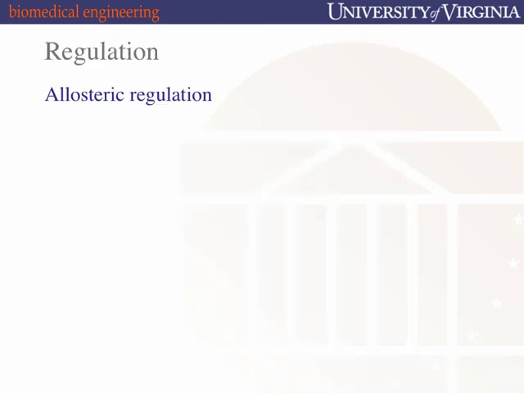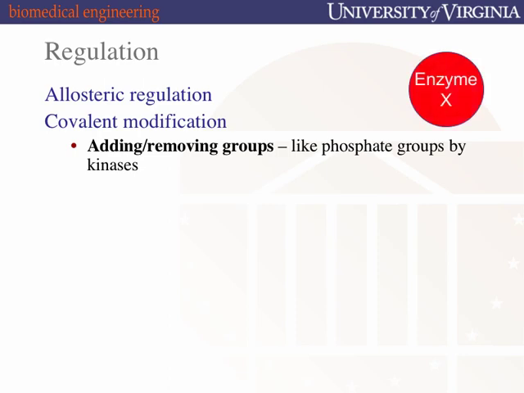All right. So, different types of regulation. We just talked about allosteric regulation. Another type of regulation is that of covalent modification. All right, here's enzyme X. And by adding or removing groups, in particular, we'll use this example, like a phosphate group by kinases. Kinases are a specialized type of enzyme that catalyze the phosphorylation, or the addition of phosphate groups, onto specific amino acid residues. There are enzymes that remove those phosphate groups called phosphatases, right? So kinases are going to add those phosphate groups, phosphatases are going to remove those phosphate groups.